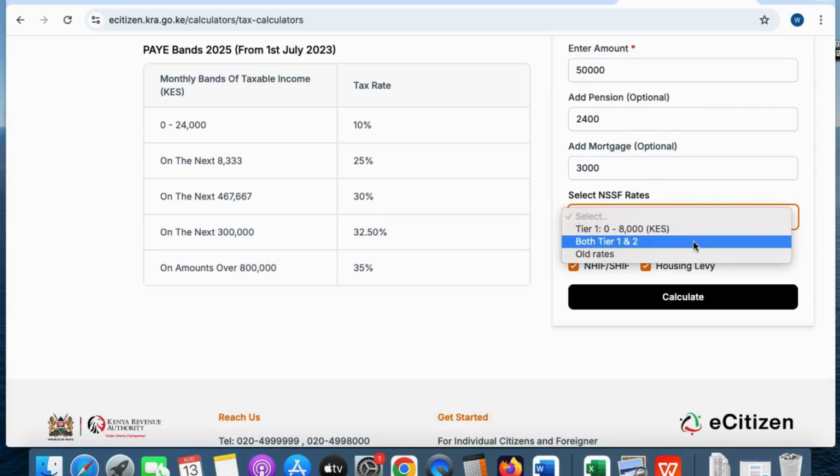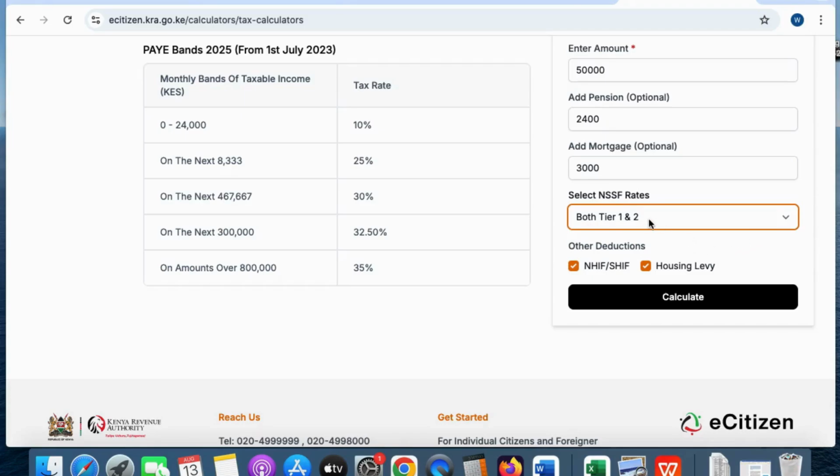Next, under select NSSF rate, you see three options. The first is under the new NSSF rates. In the new NSSF rates, we have two options. That is Tier 1, which applies to earnings from 0 up to 8,000. Then the second option in the new NSSF rate has both Tier 1 and Tier 2, which applies to earnings that are above 8,000. And then the third option is the old NSSF rate, which applies where the employer is still contributing under the old fixed rate of 200 shillings.